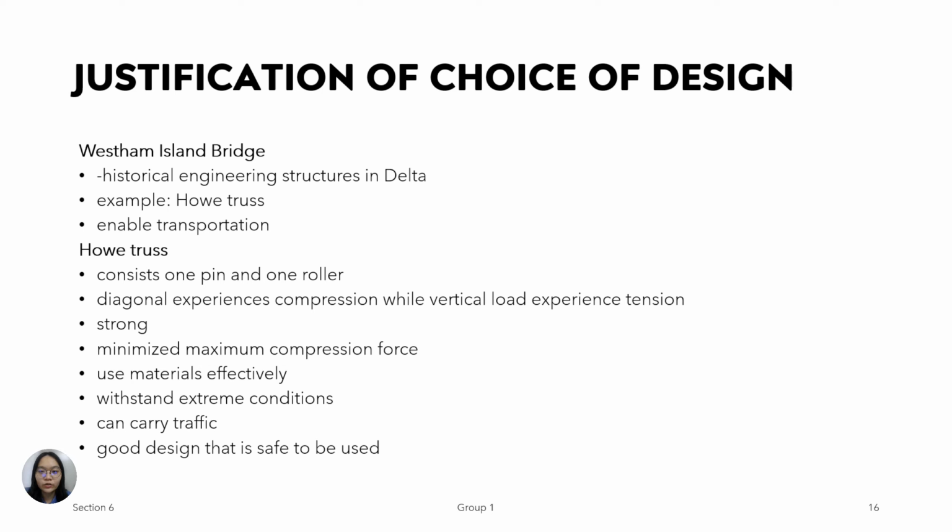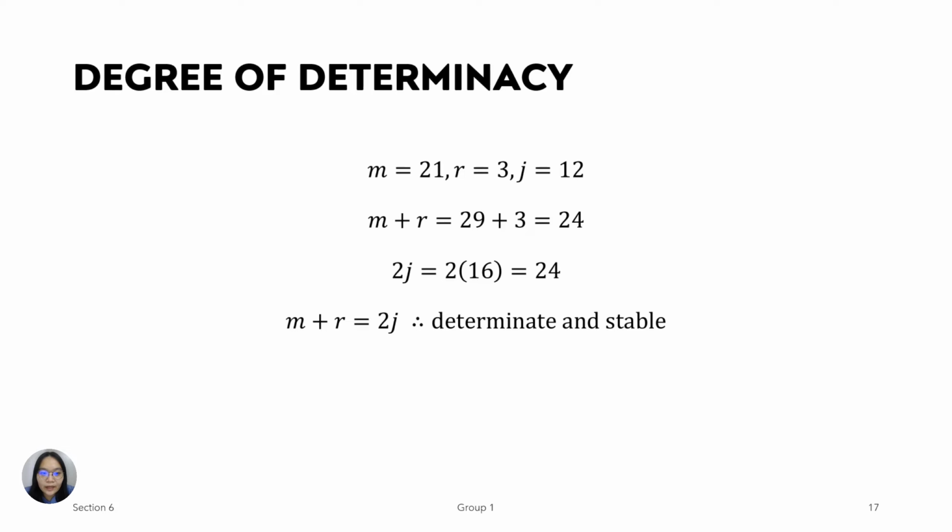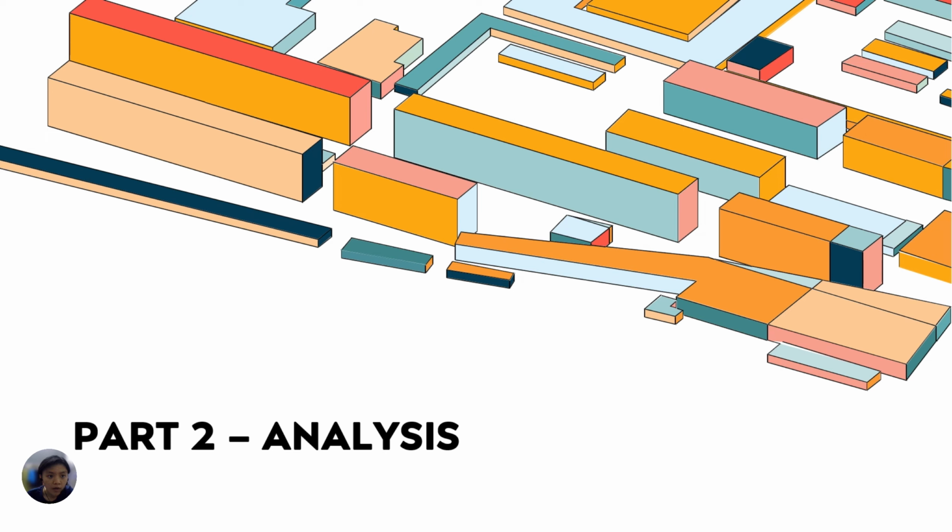Hull truss can withstand extreme conditions because it can extend to long distance and can be used in impassable areas like mountain area. Hull truss can carry traffic on its structure. Thus, hull truss is a good design that is safe to be used. Since m plus r equal to 2j for our design bridge, our bridge is determinate and stable for degree of determinacy. I'm Jovita Tan with metric number AF210088.